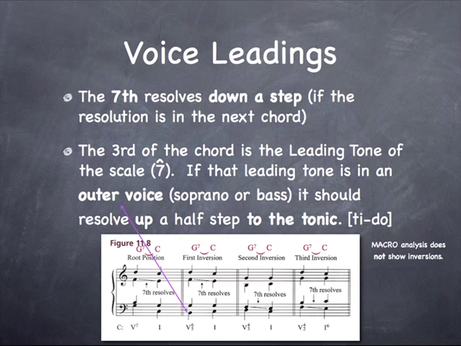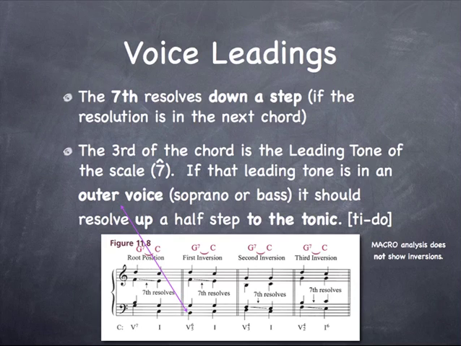When you're writing these dominant seventh chords, and a leading tone seventh chord too, the seventh resolves down. It might be a half step, might be a whole step, but to whatever note is a step below in the next chord. So if the note that is a step below is in the next chord, then the seventh should resolve down.